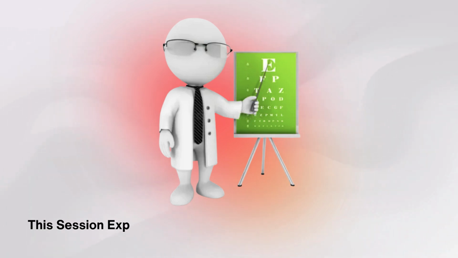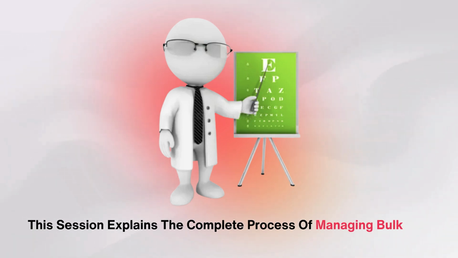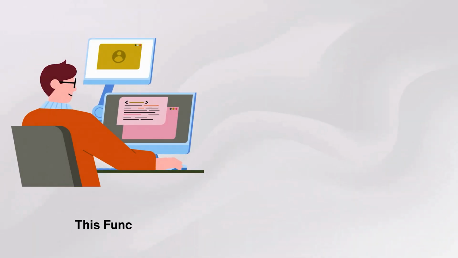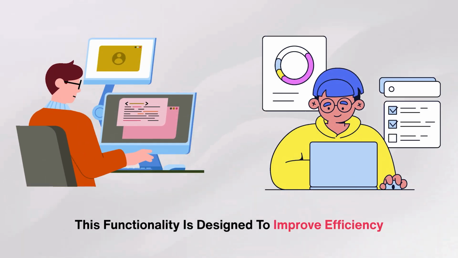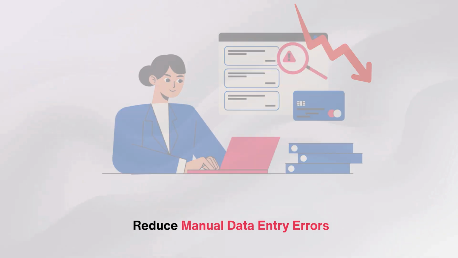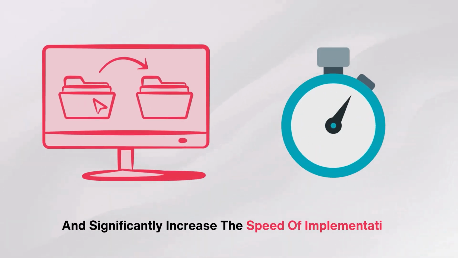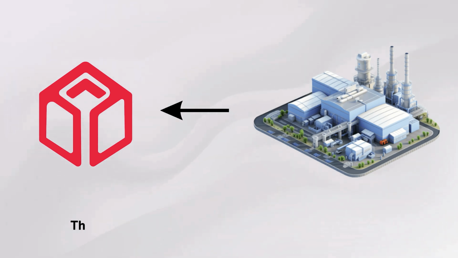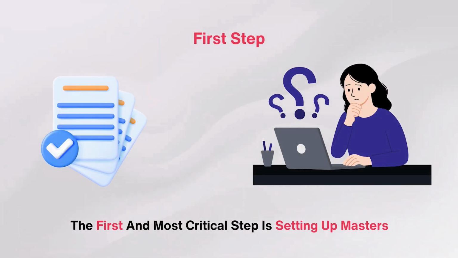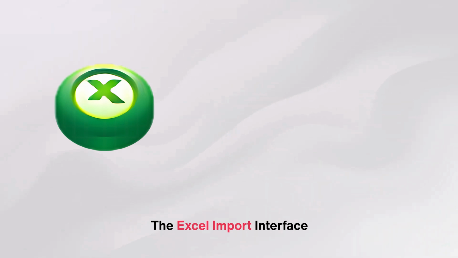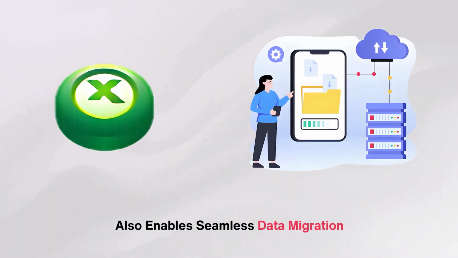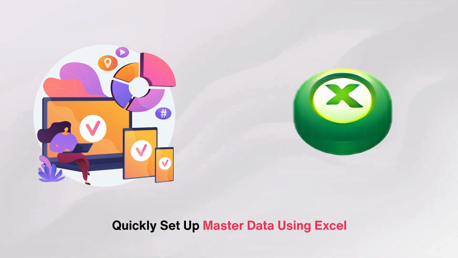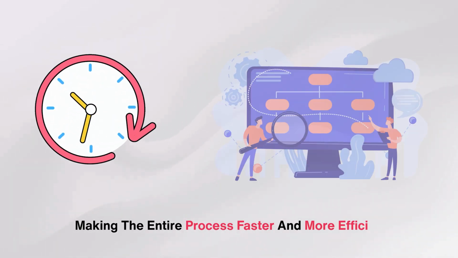This session explains the complete process of managing bulk master data through the data import interface in EMS 2.0. This functionality is designed to improve efficiency, reduce manual data entry errors, and significantly increase the speed of implementation. When an organization switches to EMS 2.0, the first and most critical step is setting up masters. The Excel import interface also enables seamless data migration from existing systems and allows you to quickly set up master data using Excel, making the entire process faster and more efficient.